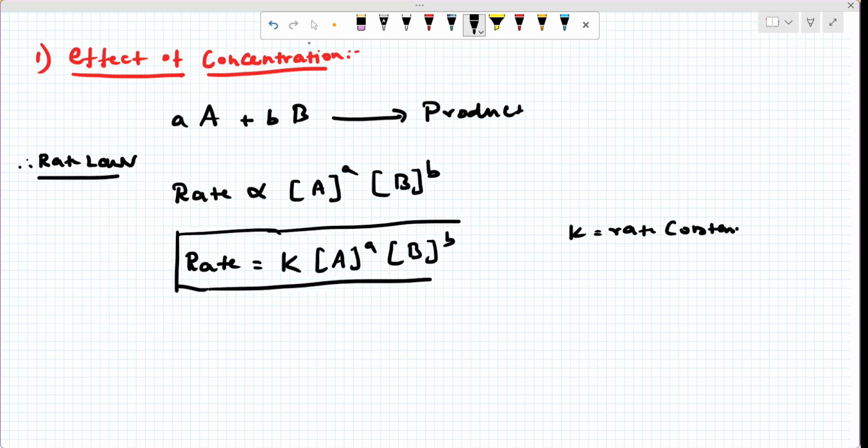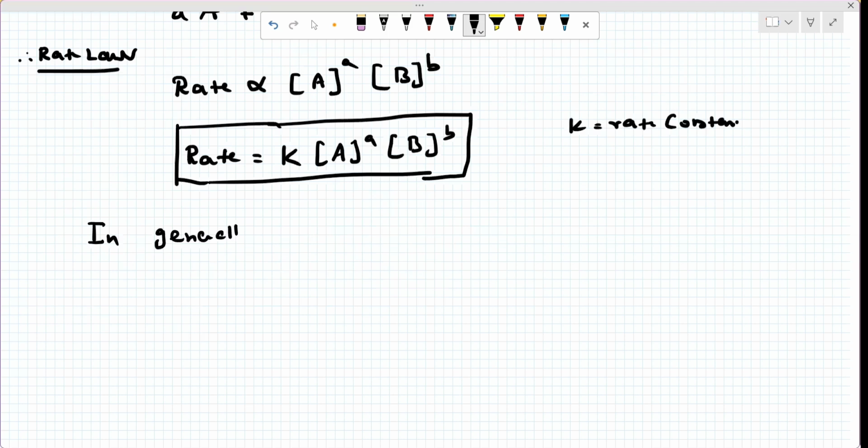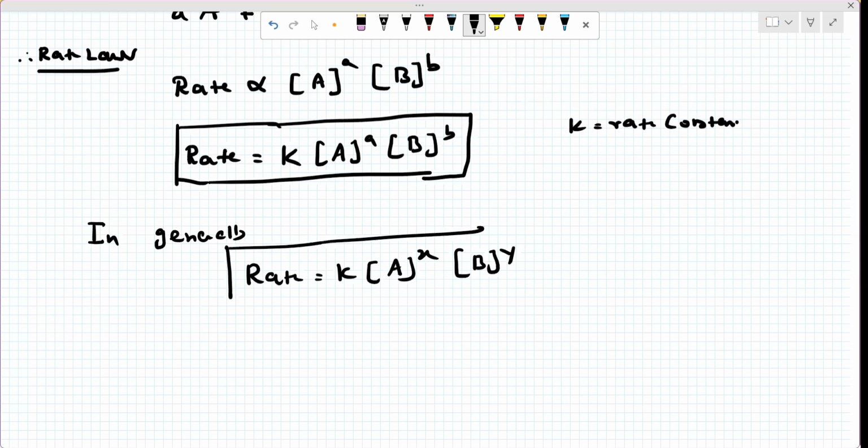What is rate law? The rate of reaction is directly proportional to the initial concentration of reactants raised to the power of the stoichiometric coefficient. In general, the rate is equal to K into A power x and B power y. The x may or may not be the same as a, and y may or may not be the same as b.